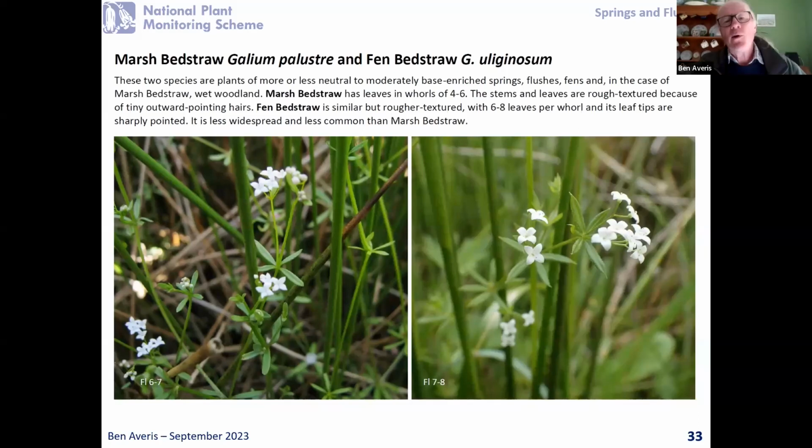They both like wet places that are neutral to slightly basic. The fen bedstraw, probably a little bit more on the side of more base enriched for that one. And fen bedstraw not quite as common as the marsh bedstraw. So they both point us in the direction of the base-rich fine-scale habitats of marsh and fen.